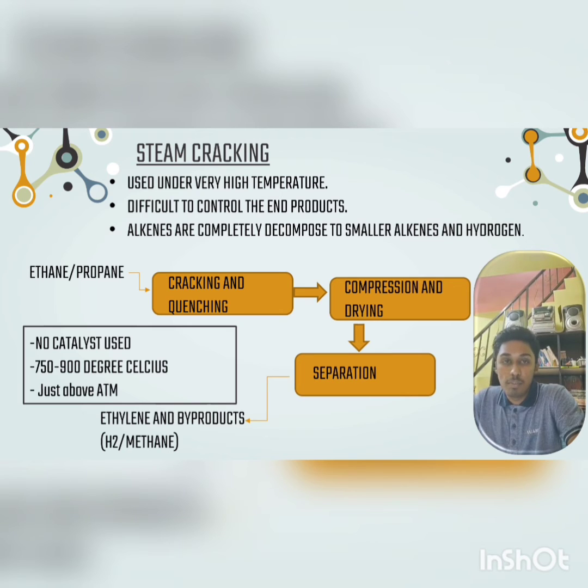So let us see the flow of the steam cracking. The feedstock which is used in this process is ethane and propane. We can also use butane, all of which are classified as long chain hydrocarbons.